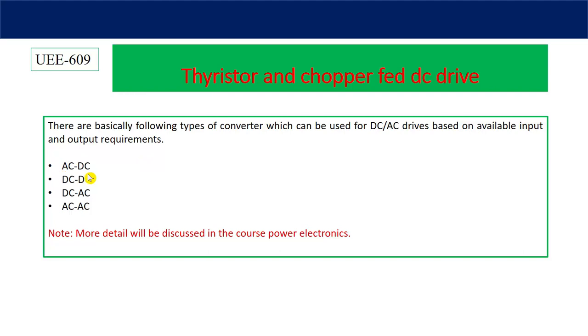Now, this is AC to DC, nothing but rectifier, controlled or uncontrolled. This DC to DC is nothing but chopper. Input is DC, output is variable DC. So, in both the cases, output is DC and we can feed across DC motor. So, in this class, we will focus on AC to DC converter, and next class, we will go for this one.